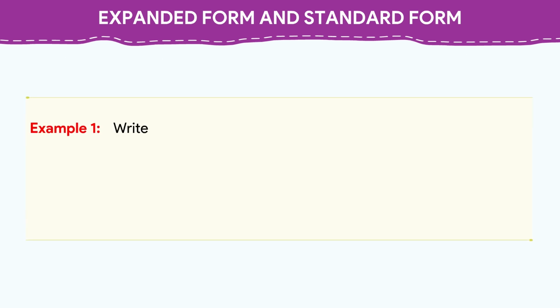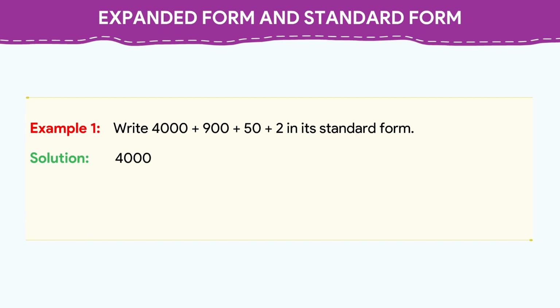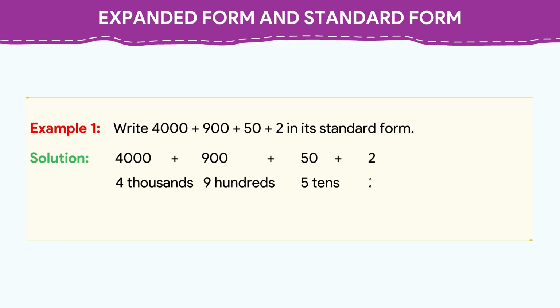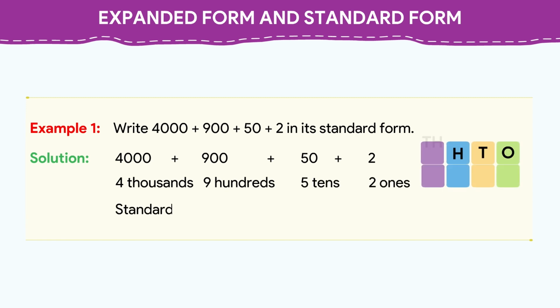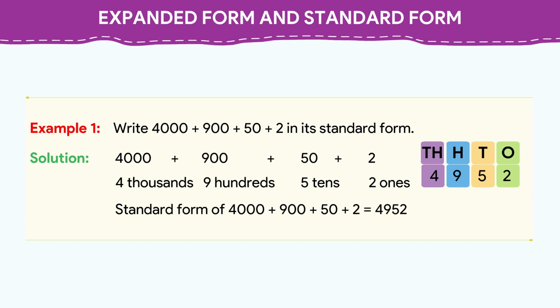Example 1. Write 4000 plus 900 plus 50 plus 2 in its standard form. Solution: 4000 plus 900 plus 50 plus 2. 4000s, 900s, 5 tens, 2 ones. Standard form of 4000 plus 900 plus 50 plus 2 equals 4952.